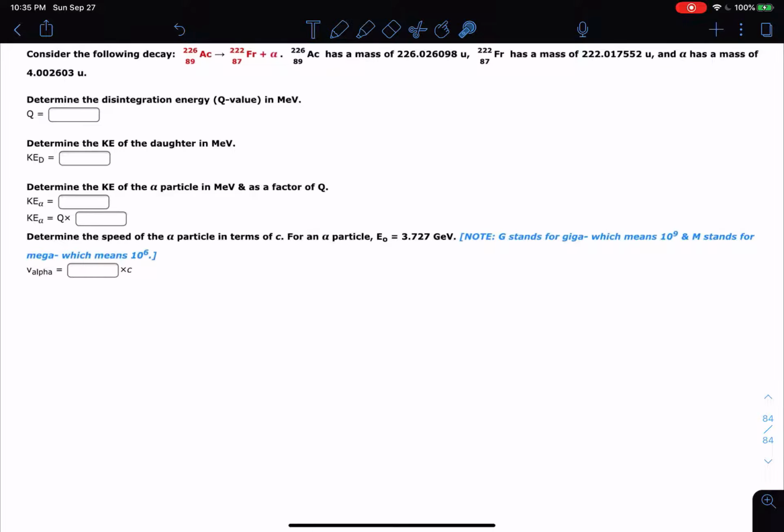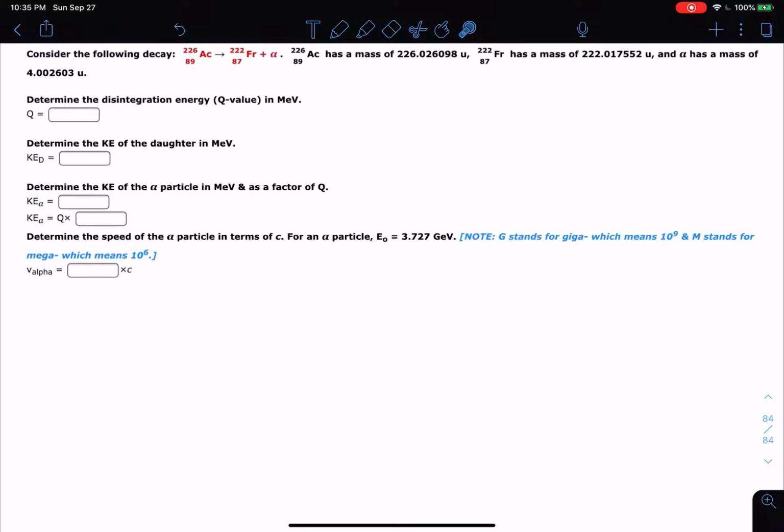So this problem deals with alpha decay. Specifically in my case, I've got the alpha decay of actinium-226 into francium-222. And I'm asked to determine the disintegration energy, which is also known as the Q value, the kinetic energy of the daughter, the kinetic energy of the alpha particle, and the speed of the alpha particle.